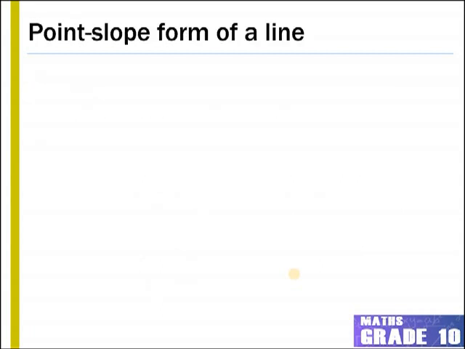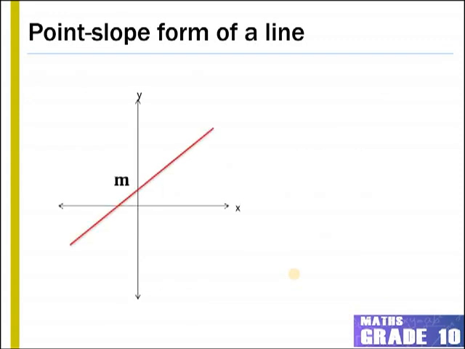Point slope form of a line. Here's a line segment with gradient m. Here's the point (x1, y1), which is a fixed point on the line. Here's a general point, which we'll call (x, y). This could be anywhere on the line. So it could be here, or it could be down here, or it could be up here. It varies along the line. We're allowing x and y to change, but (x1, y1) is a fixed coordinate.